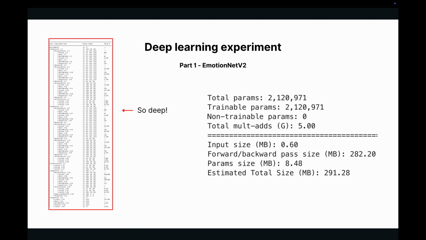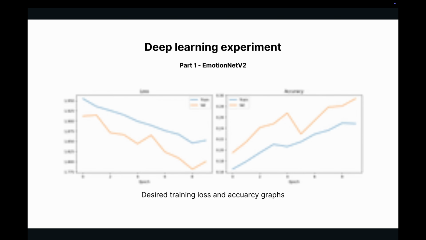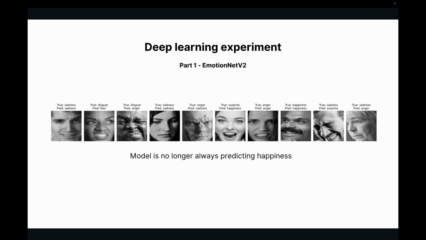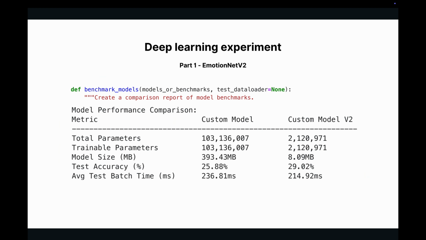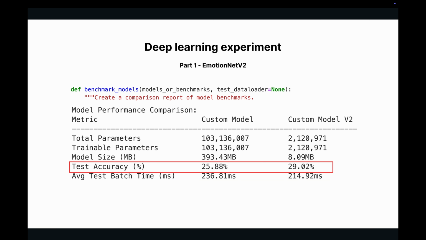The result is a deeper model, but with much fewer parameters. The loss and accuracy graph shows that the validation score is higher than training, which is desired. The model is no longer always predicting happiness. However, we can see that the model still predicts happiness quite frequently, which leaves much to be desired. The benchmark shows much smaller size and slightly lower inference time, so it's cheaper to run. However, we see higher performance.